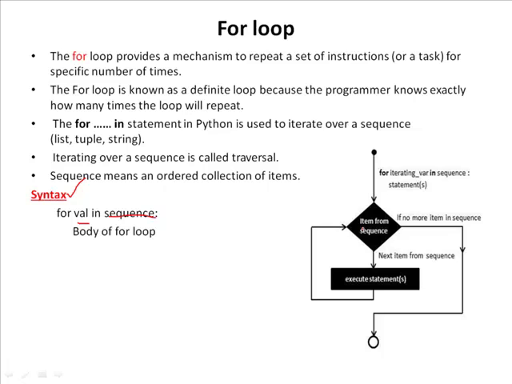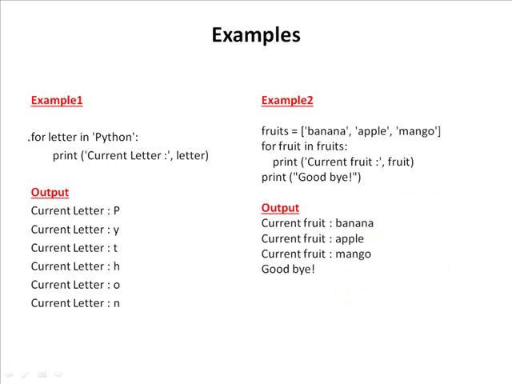So here in the first iteration, this variable will take one element from the sequence and it will go to the body of the for loop to execute the statement. After that, again from this statement it will go to the for loop header to take the second element, and then it enters into the body of the for loop. So this process will continue until the end of the sequence. If there are no more items in the sequence, then it exits from the for loop to continue with the remaining statements. And these are the example programs.